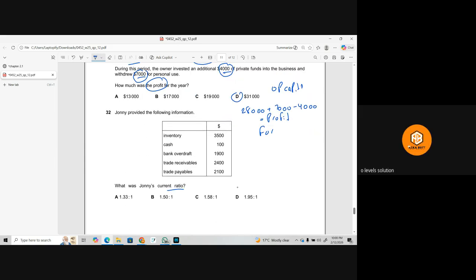Current ratio is easy, you can find it out. Current ratio formula: current asset divided by current liability. This is asset, this is asset, this is asset, this is liability, asset, liability.